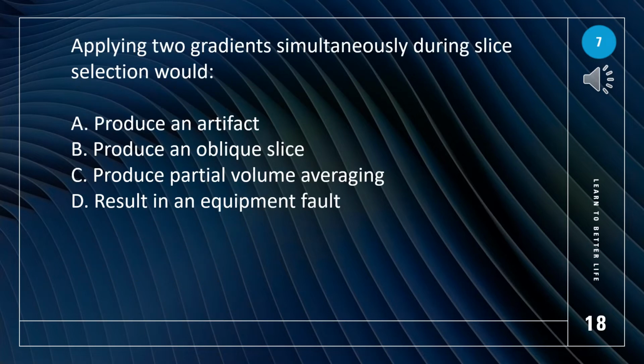Applying 2 gradients simultaneously during slice selection would A. Produce an artifact. B. Produce an oblique slice. C. Produce partial volume averaging. D. Result in an equipment fault. The answer is B. Produce an oblique slice.